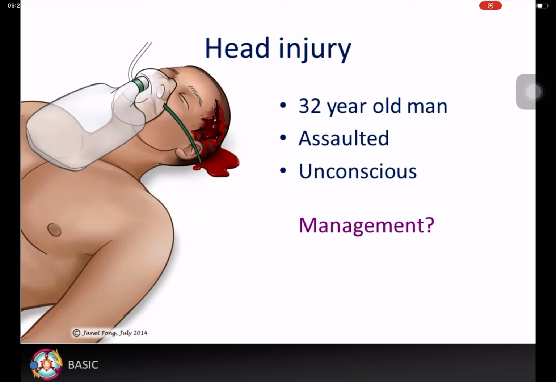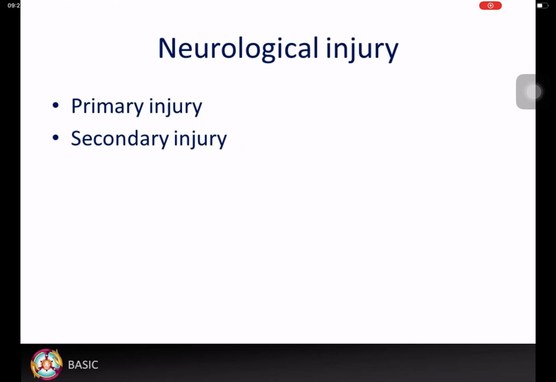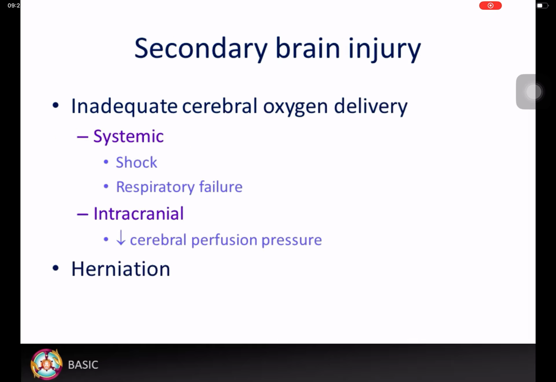A 32-year-old man is admitted unconscious with a head injury after being assaulted. How should we manage him? Neurological injury can be subdivided into primary injury, which is a direct result of the injury and cannot be modified, and secondary injury. The main aim of management is to prevent secondary injury.